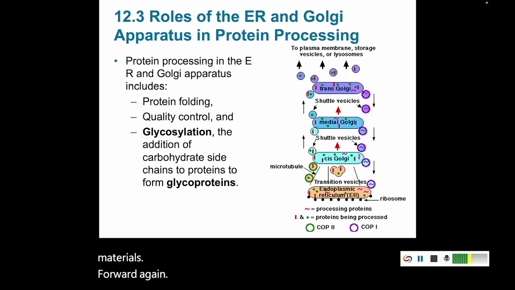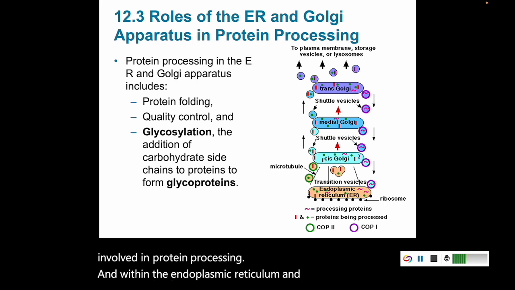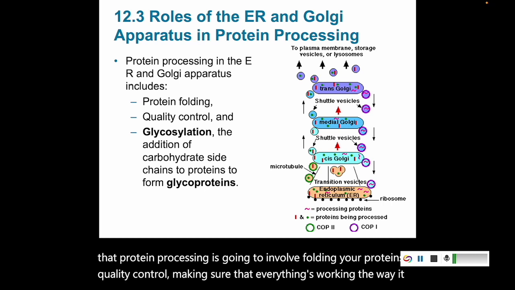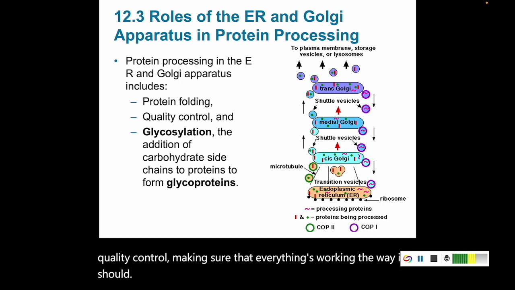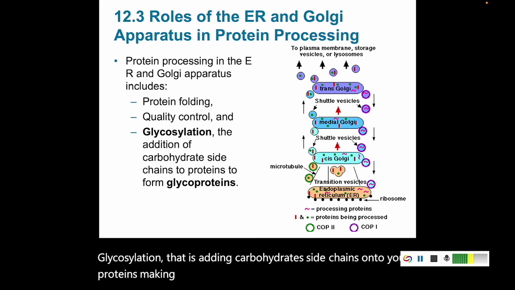The endoplasmic reticulum and the Golgi apparatus are both involved in protein processing. Within the endoplasmic reticulum and the Golgi apparatus, that protein processing is going to involve folding your proteins, quality control, making sure that everything's working the way it should, and glycosylation, that is adding carbohydrate side chains onto your proteins, making them glycoproteins.